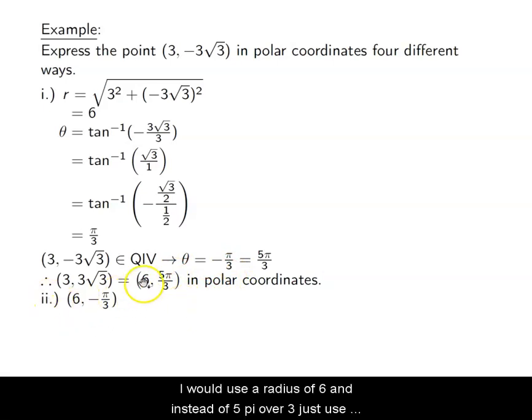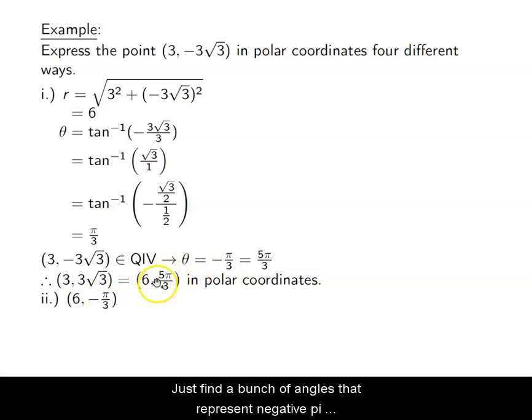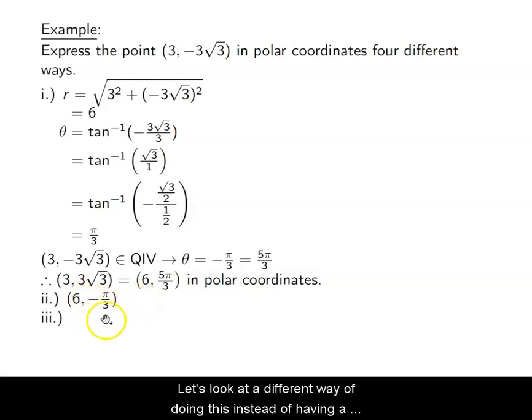I would use a radius of 6, and instead of 5 pi over 3, just use that negative angle, right? So really the way that I can do this an infinite number of times is just find a bunch of angles that represent negative pi over 3 and keep the radius of 6 positive. And that would always land on that point, okay? Now, let's look at a different way of doing this.